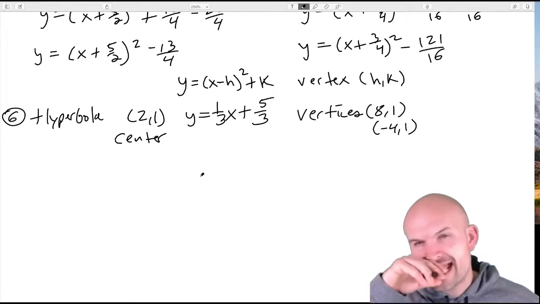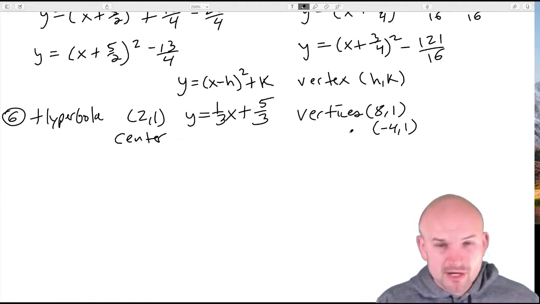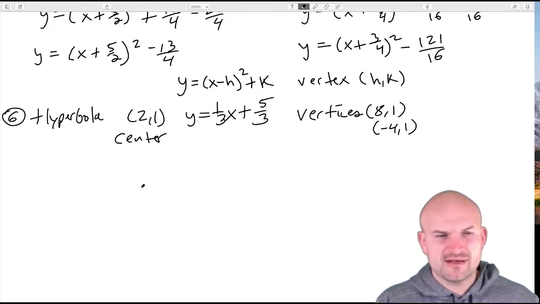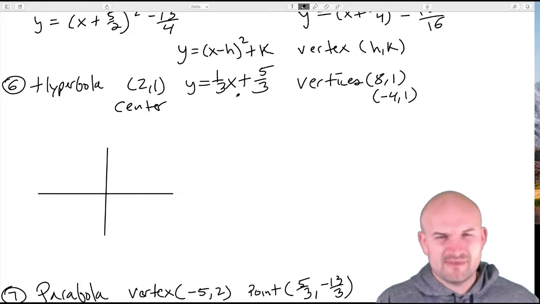Which one's b over a and which one's a over b. But for a hyperbola, though, let's see. First thing, actually, forget about that. Let's just go ahead and plot the points that I have here, because I'm not even sure we need this, actually. So we have the point 2, 1.